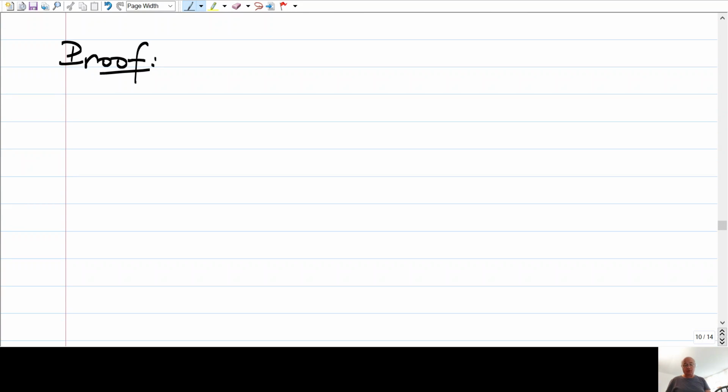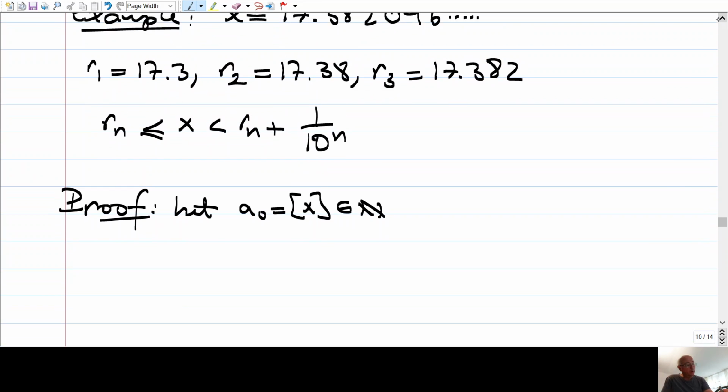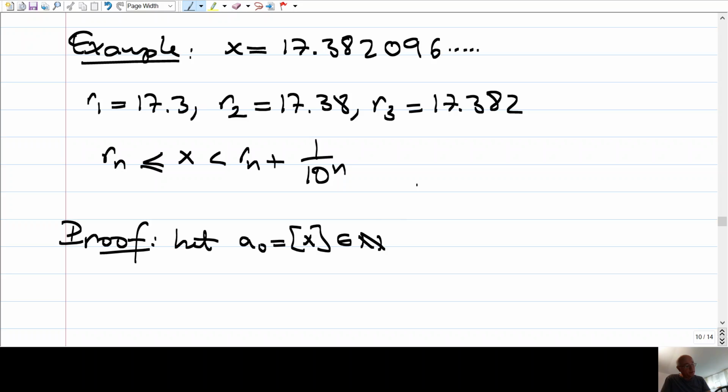Okay, so we'll let a0 be the integer part of x. For example, for the above real number x, what will this a0 be? a0 will be just 17, right? 17.